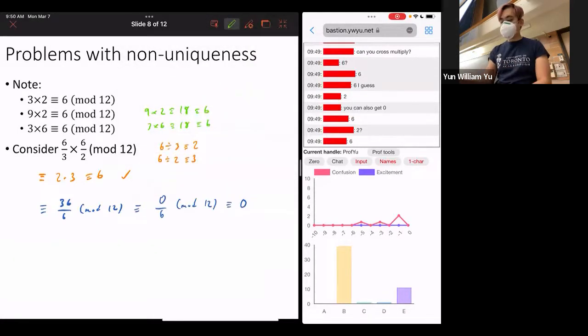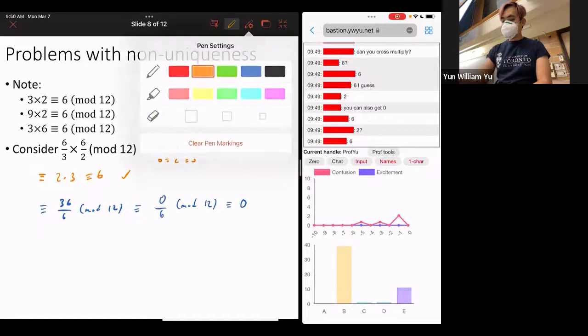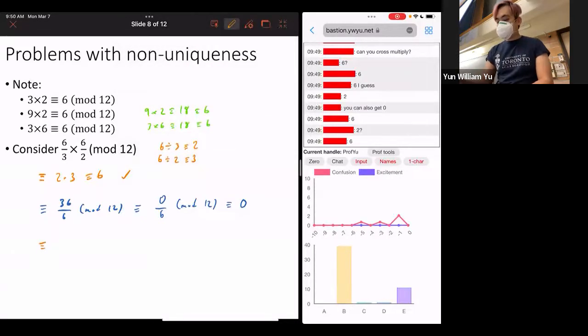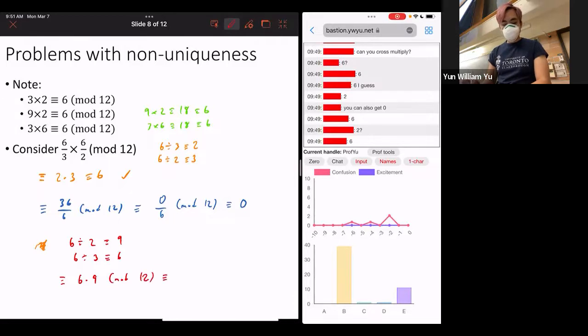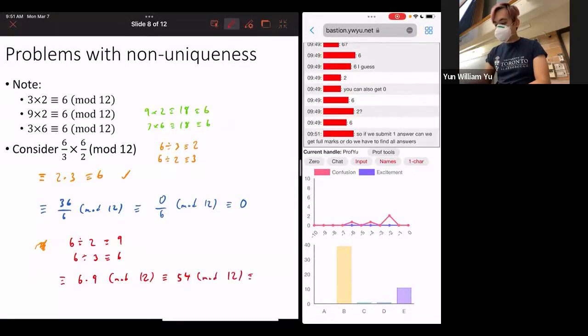And you can solve it a couple different ways. Another way is to note that 6 divided by 2 is also equivalent to 9. And 6 divided by 3 is also equivalent to 6. And so this is also equivalent to 6 times 9 mod 12. Wait, did I do that right? 3 times 6. Oh yeah, I think that's right. So that's 54 mod 12, which is equivalent to 6.